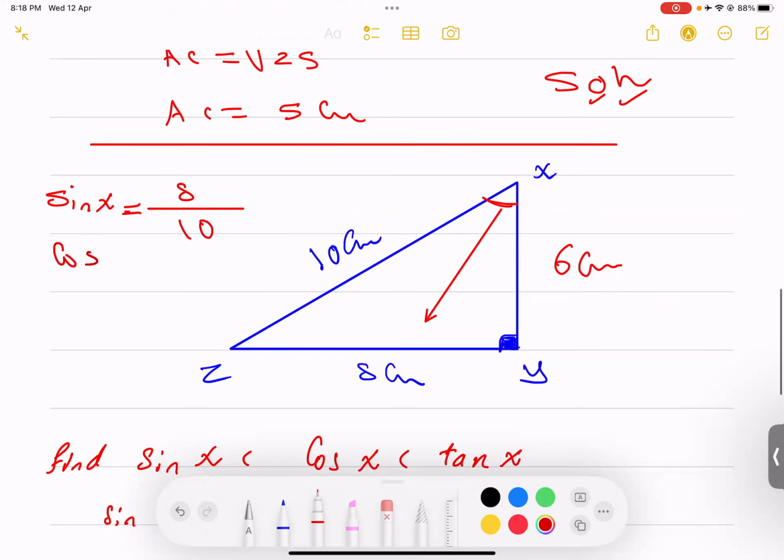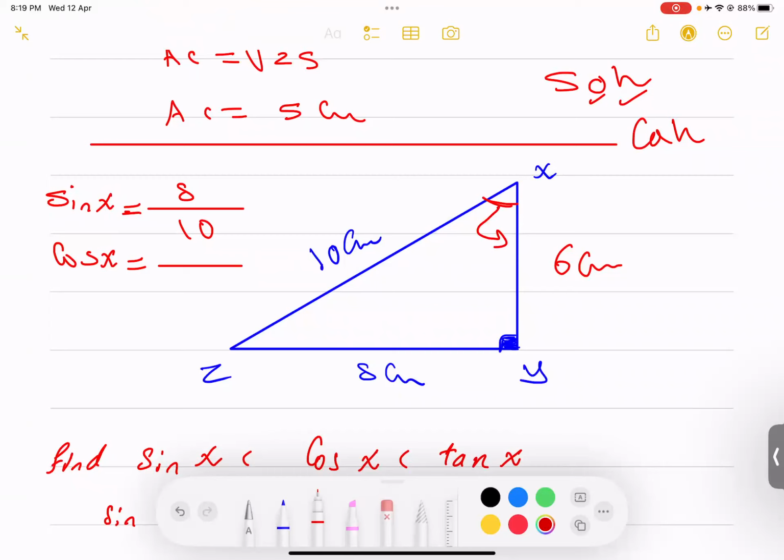What about cosine x? Cosine. Remember, CAH. Okay, so it's gonna be adjacent firstly. Adjacent comes first, divided by hypotenuse. Yeah, I know. So where is the adjacent of x? The adjacent is the 8 centimeter.